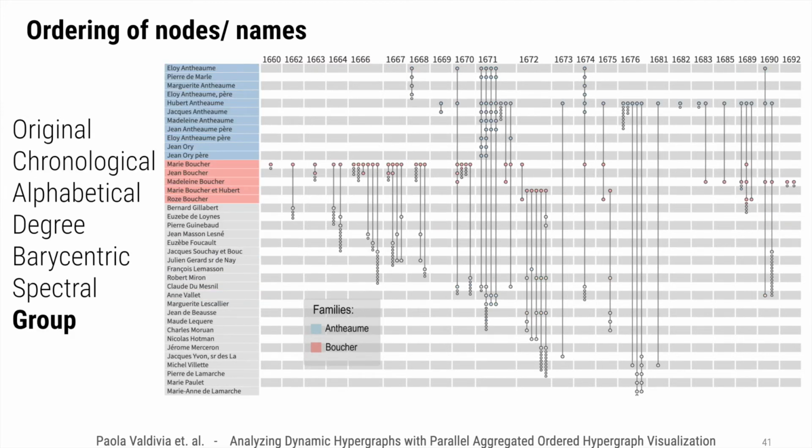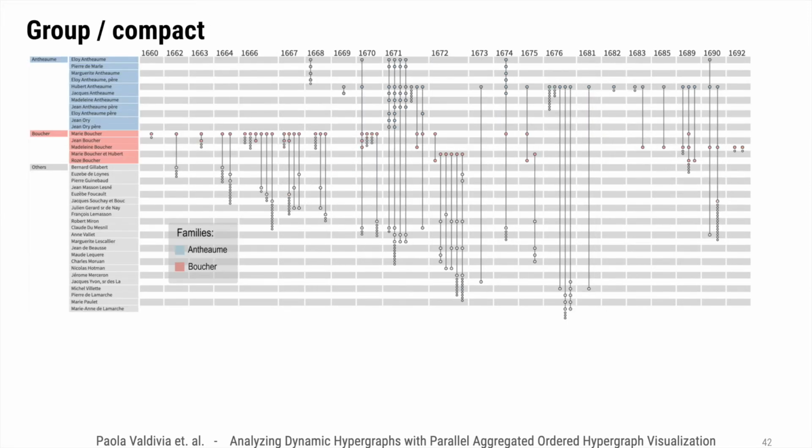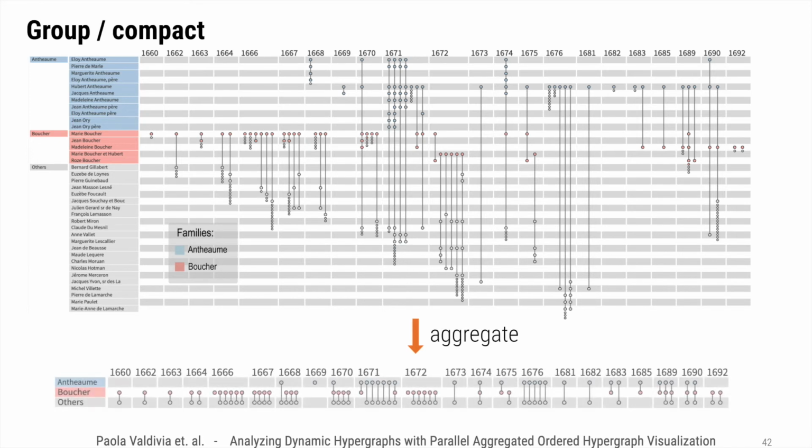Or we can order by group. In this case, people from the same family are grouped together. The option of showing group names on the left allows us to edit the names and also collapse the groups to see connections between groups. Like in this case, the interaction between the two families is clearly shown. Notice that each aggregated hyperedge remains a hyperedge.